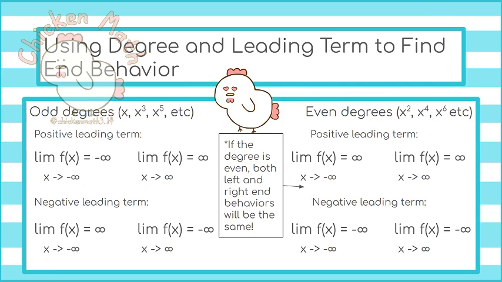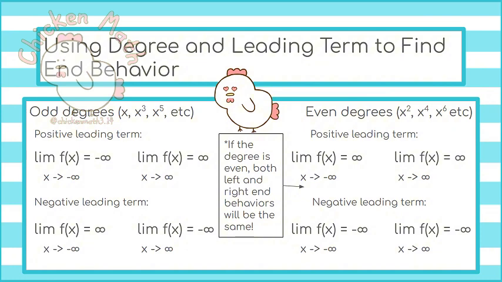Now, looking at the right side, we can see it says even degrees at the very top. If the polynomial has an even degree and a positive leading term, we can see that as the input of f of x approaches negative infinity, the output approaches positive infinity, and as the input of f of x approaches positive infinity, the output approaches positive infinity as well. And from this, you can see there's something interesting: they both have the same left and right end behaviors. And in the side note, you can see if the degree is even, both left and right end behaviors will be the same.